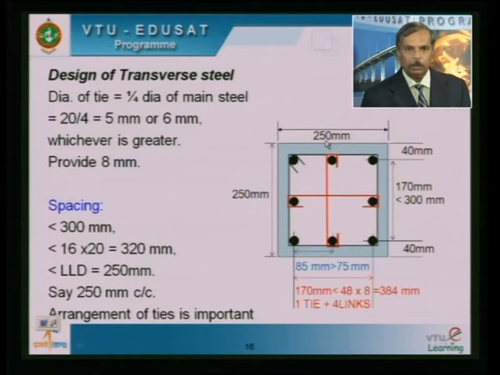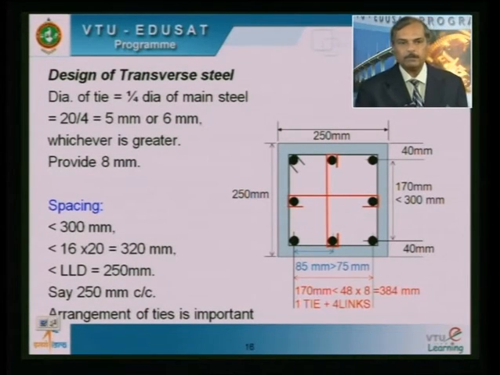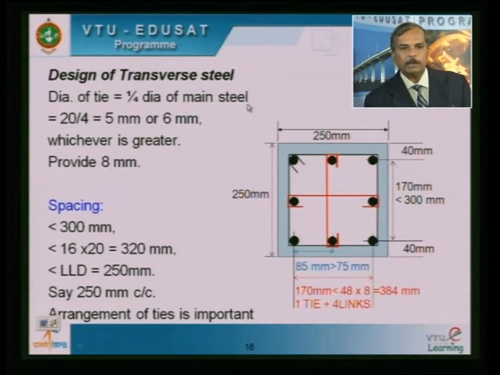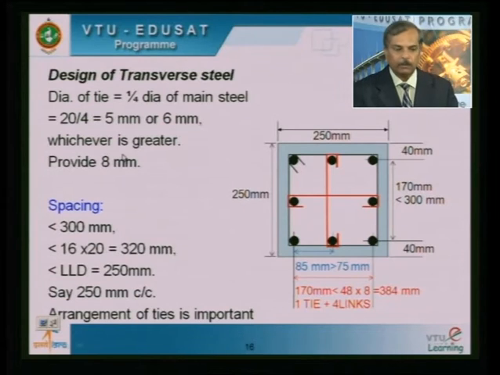Now, how is the arrangement of the reinforcement going to be? To identify that, first we need to design the transverse steel. So the diameter of the tie is 1/4 of the diameter of the main steel, which is 5 mm, but the minimum to be used is 6. Greater is the one to be taken. So you can go for 6 mm mild steel, but in practice 8 mm is what is available, which is the ribbed bar of Fe415 or 500 depending on the situation.